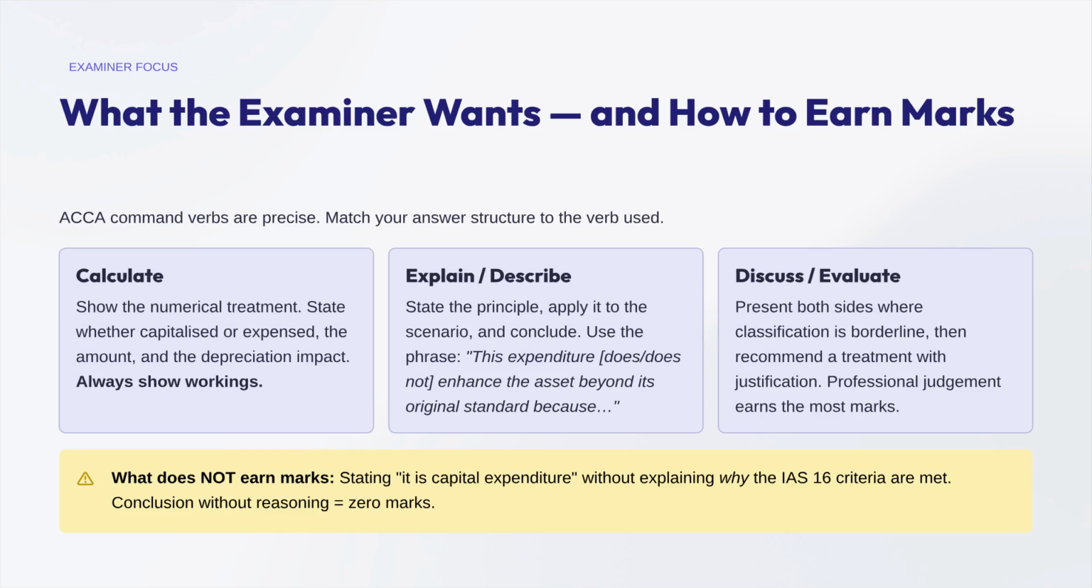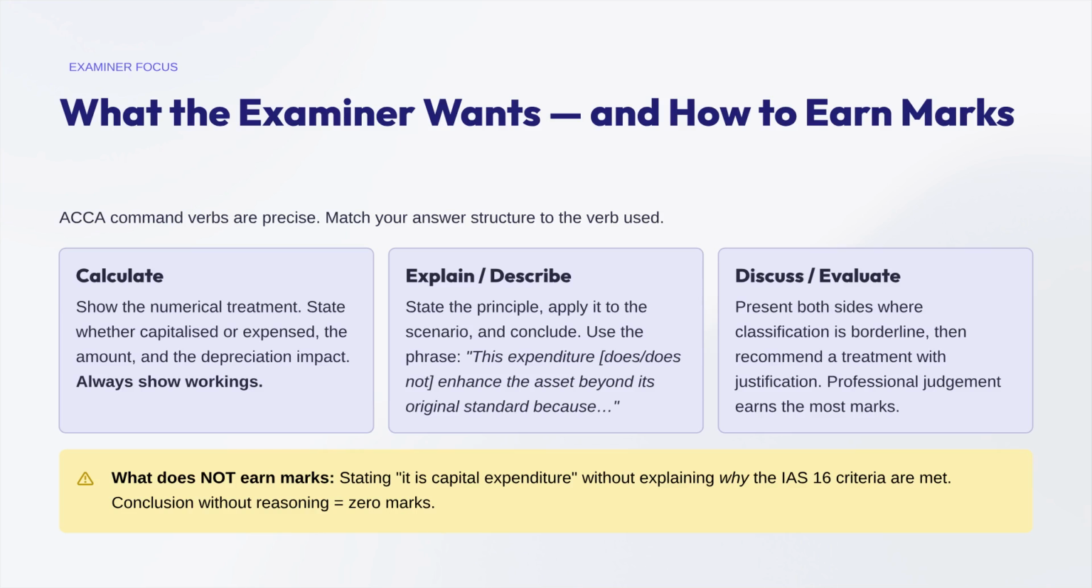And always show your workings. If it's explain or describe, state the principle, apply it to the scenario, and then conclude. A great phrase to lean on is, this expenditure does or does not enhance the asset beyond its original standard. Because, and then you give the reason.